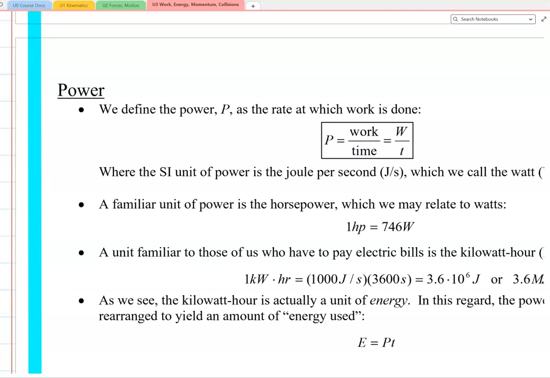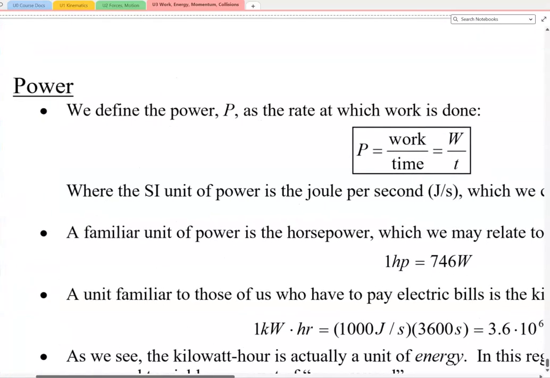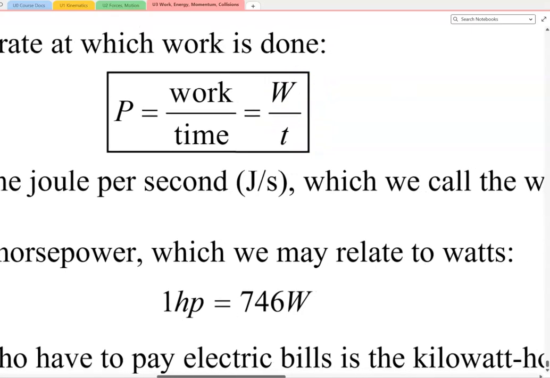To finish up our last portion of Chapter 7 work, we need to talk about one final concept, and that's power. We'll define power in the world of physics as the rate at which work is done. So in other words, if we know how much work is being done by forces, conservative and non-conservative forces, and we divide that by the amount of time that it takes to complete the work, that gives us our component of power.